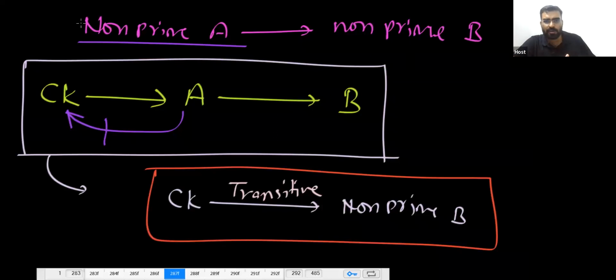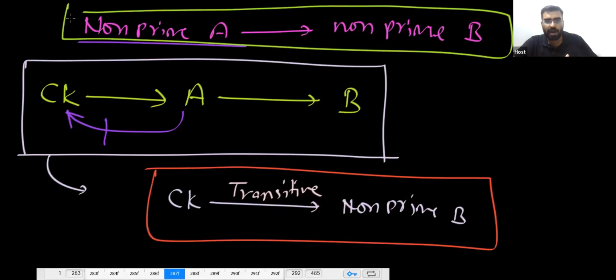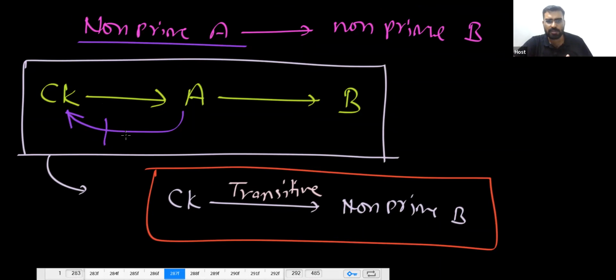Like this, non-prime attribute to non-prime attribute. Why is this a problem to 3NF? Because there is a transitive dependency from candidate key to non-prime attribute. Yes or no? When you have non-prime to non-prime, it is very simple. Why is this a problem to 3NF? Because there is a transitive dependency from candidate key to non-prime. Okay, is this clear?